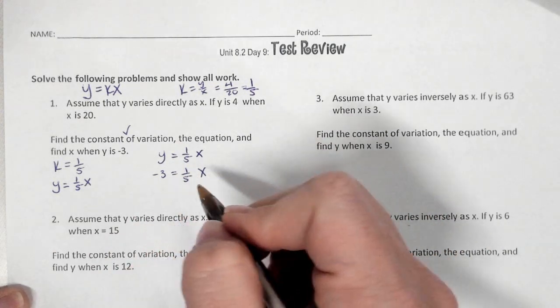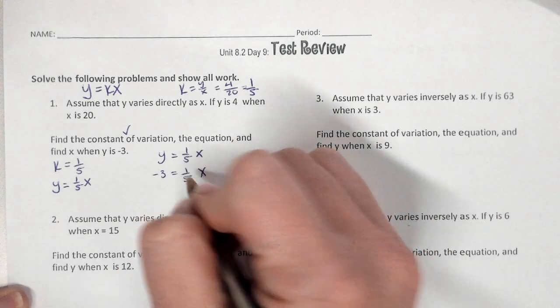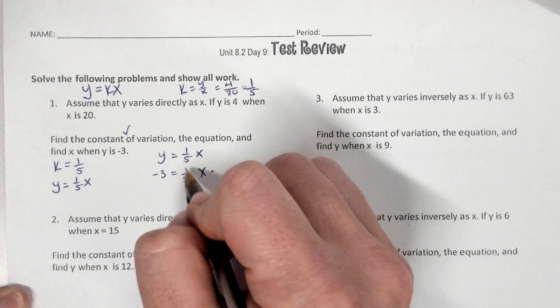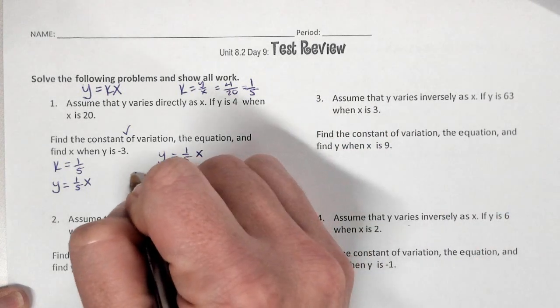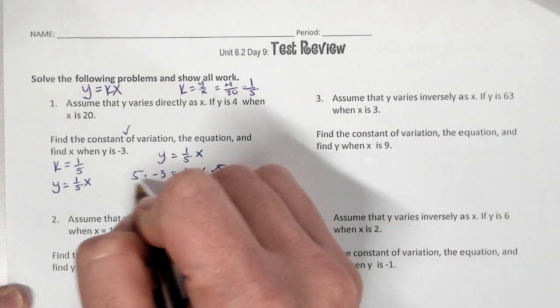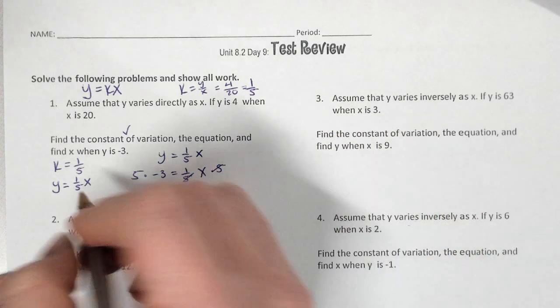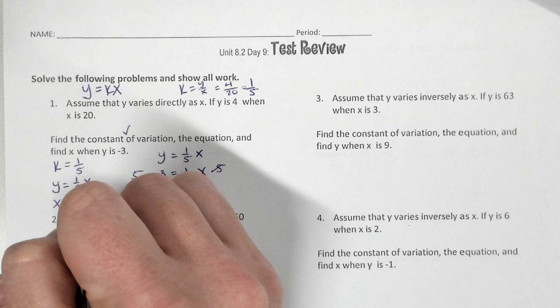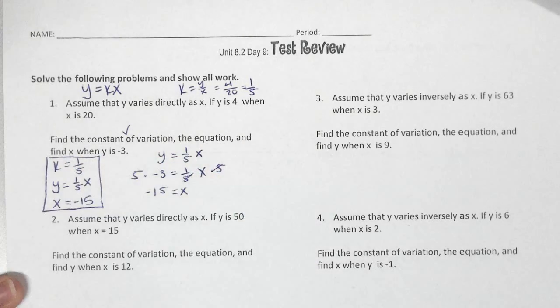Well, there's two different ways to do this. You can divide both sides by 1/5. I want to do it properly, which is to flip your fraction and multiply. So if I flip this, it becomes 5/1, which is just 5. And so that cancels, and I'm left with 5 times -3 is -15. So I get x equals -15.